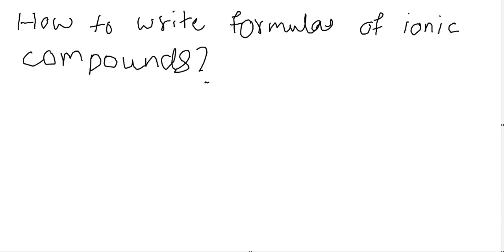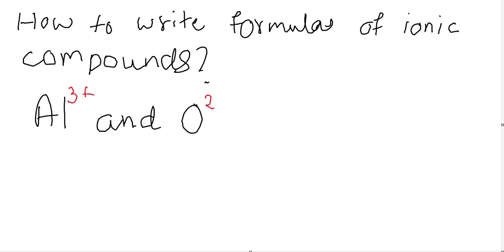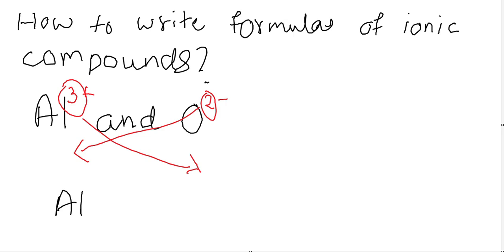Example: let's say you have a compound made up of aluminum and oxygen. What would its formula be? Its formula depends on the charge on the ions. Aluminum has a 3 plus charge because it wants to lose 3 electrons, and oxygen has a 2 minus charge because it wants to gain 2 electrons. What we do is crisscross these numbers onto the other side as a subscript adjacent to the atoms. So aluminum ends up with the 2 down here, and oxygen ends up with a 3. As simple as that.